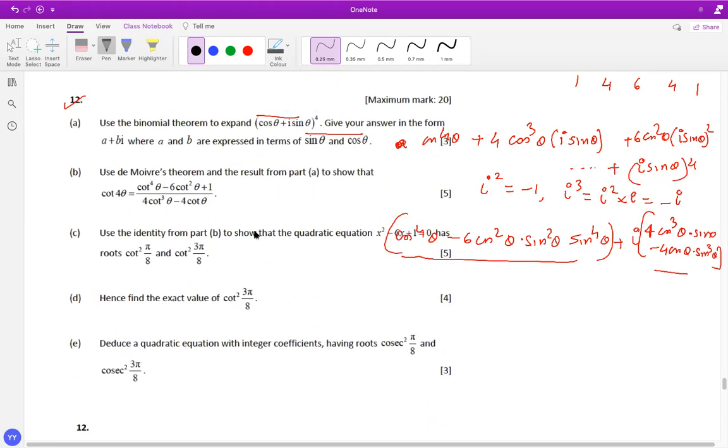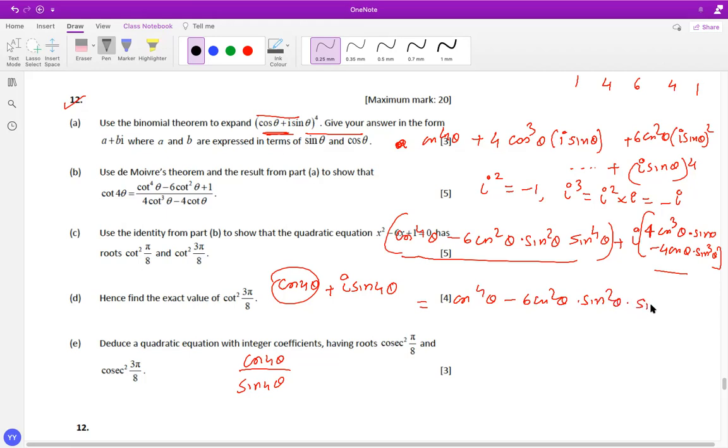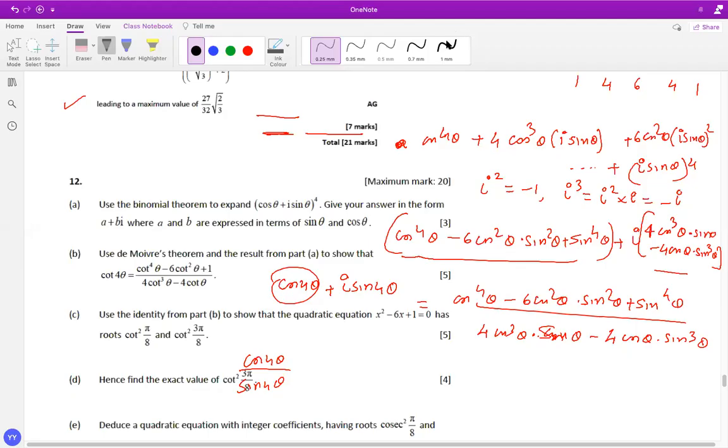And the next part is to use de Moivre's theorem to show that cot 4 theta is this. Since this is nothing but cos 4 theta plus i sine 4 theta, we're just going to take the real part and the imaginary part, and cot 4 theta is cos 4 theta over sine 4 theta. So I'm going to take cos to the power 4 theta minus 6 cos squared theta sine squared theta plus sine to the power 4 theta, and divide it by 4 cos cube theta sine theta minus 4 cos theta sine cube theta. So this is the exact value of cot 4 theta.